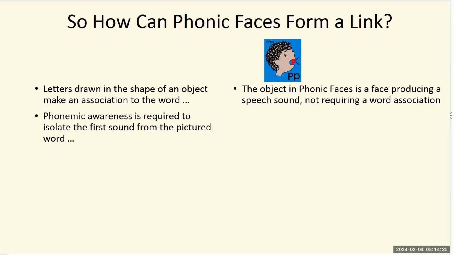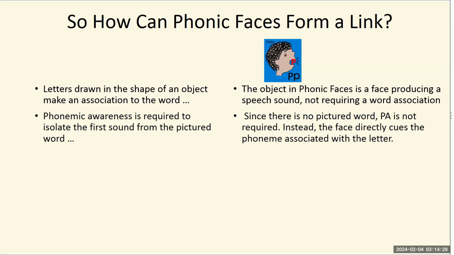Phonemic awareness is required to isolate the first sound from the pictured word, but since there is no pictured word, phonemic awareness is not required. Instead, the face directly cues the phoneme associated with the letter. So you don't have to have phonemic awareness in order to understand phonic faces if you're a child who's learning to read. You just have to imitate what the face is doing. And this actually helps the child to acquire phonemic awareness.